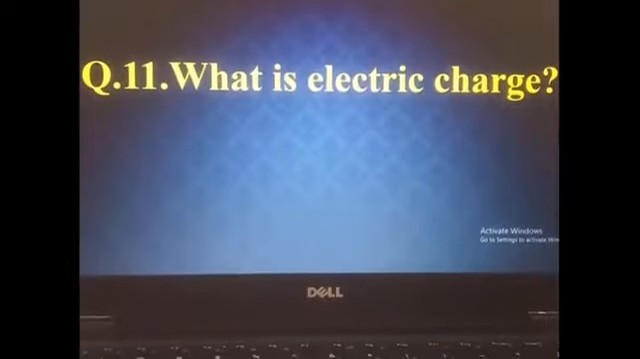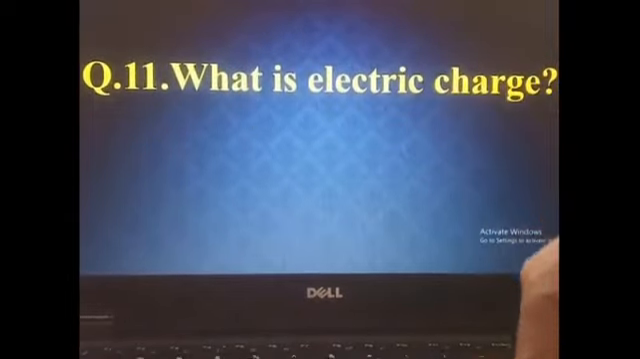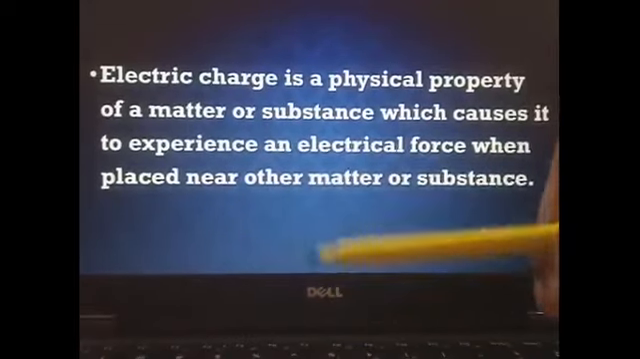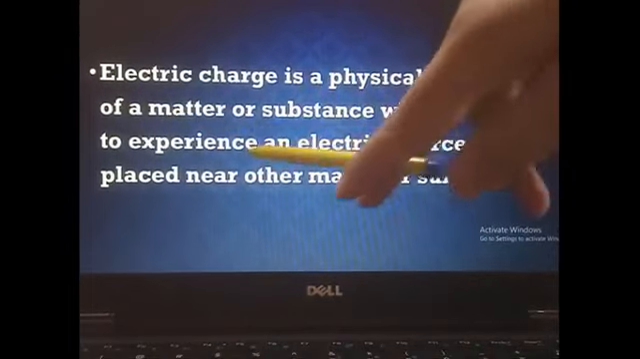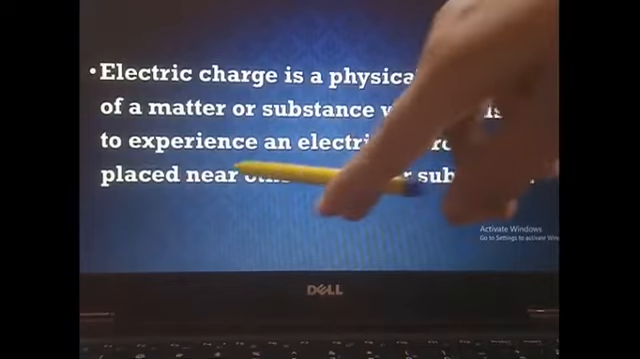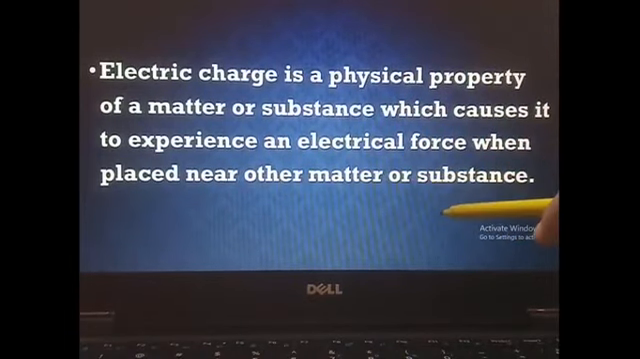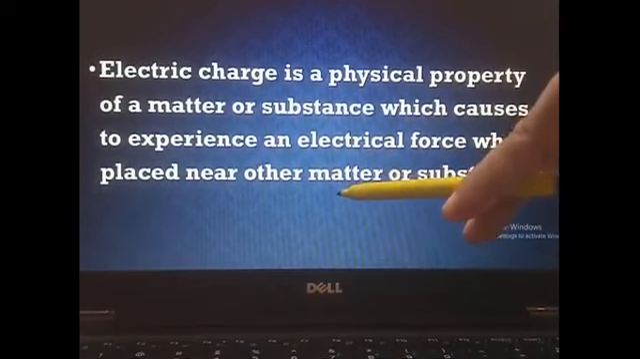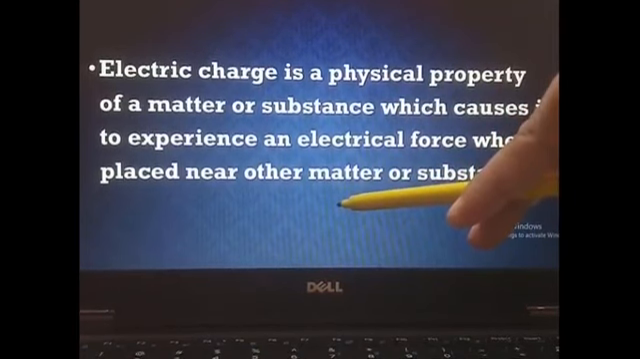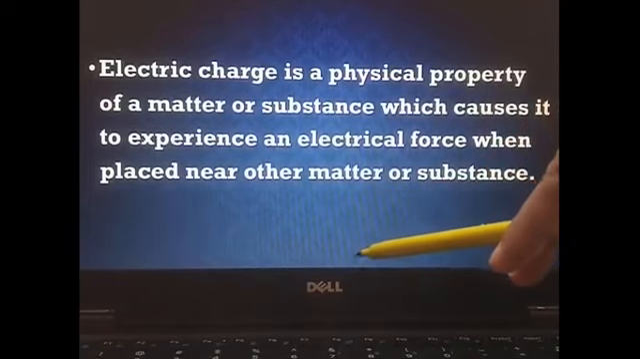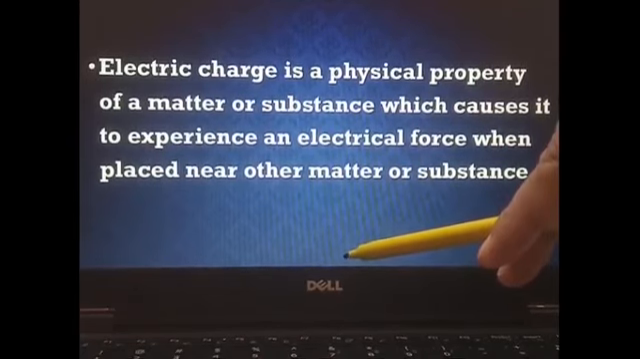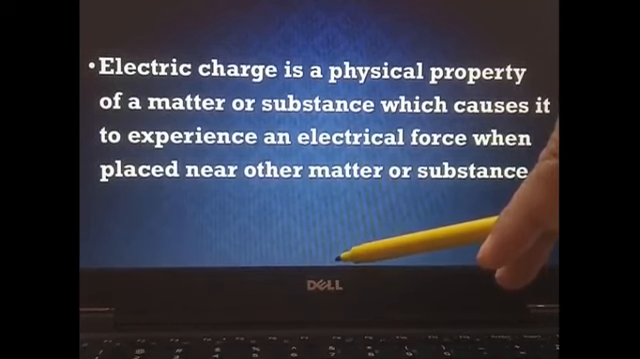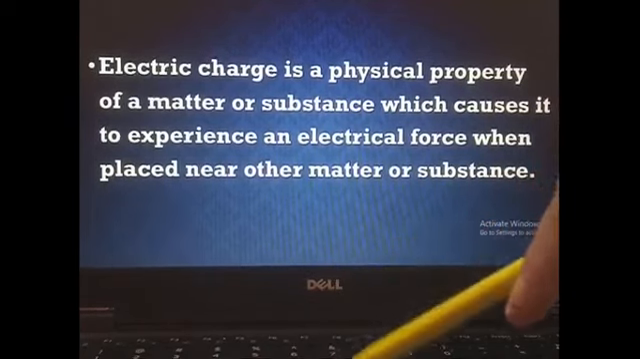Question number 11 is, what is electric charge? So we know electric charge is a physical property of matter or a substance which causes it to experience an electric force when placed near other substances. That means when a material which has electric charge on it is placed in the field of some other substance, it will exert force on that as well, and it will also experience an electrical force when it is placed in the field of some other substance.